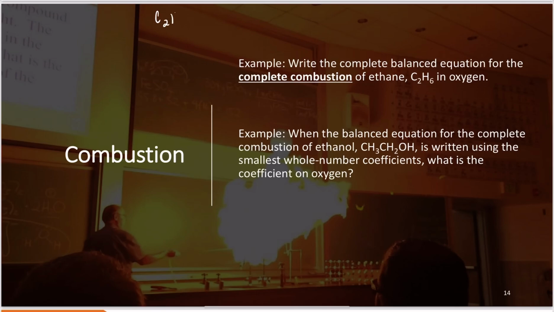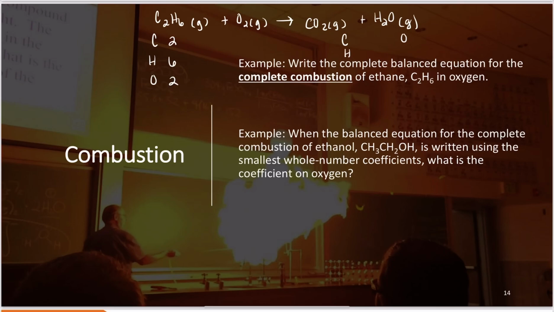So, C2H6 plus O2 giving me CO2 and water. I'm going to look at this, and I've got carbon, hydrogen, oxygen; carbon, hydrogen, I'm going to put over here oxygen. 2 carbon, 6 hydrogen, 2 oxygen. On this side, 1 carbon, 2 hydrogen, and 2 + 1 oxygen.